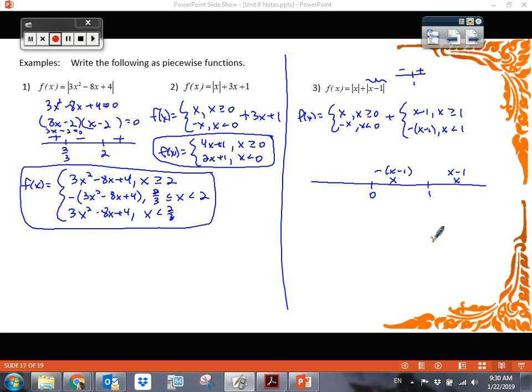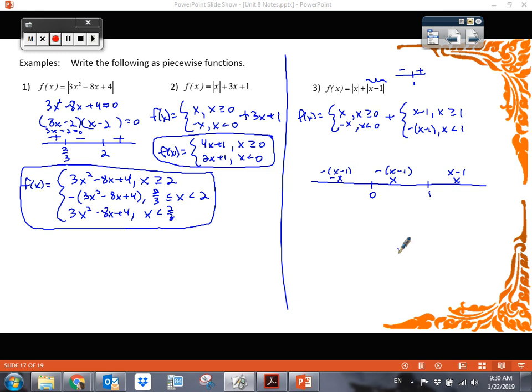So the last section is smaller than 0. So I again go over here to the first one. Which of these pieces belongs in the section smaller than 0? That would be the negative x. And then which of these pieces belongs smaller than 0? That would be the negative, the opposite of x minus 1. So I'm going to pause there for a second.